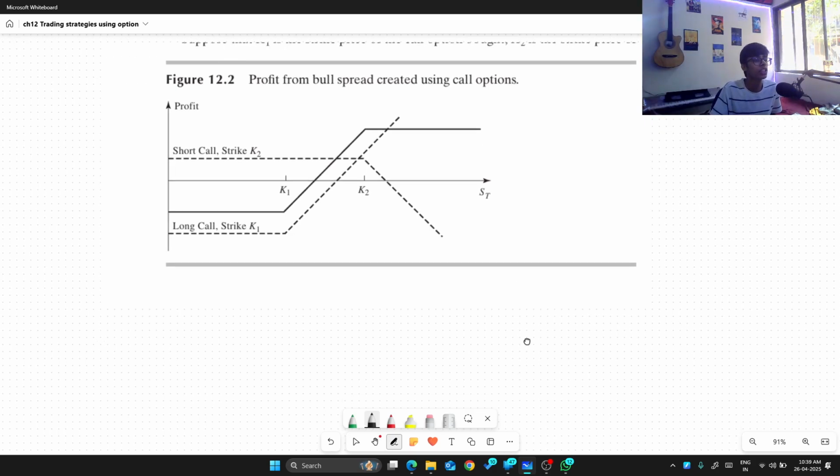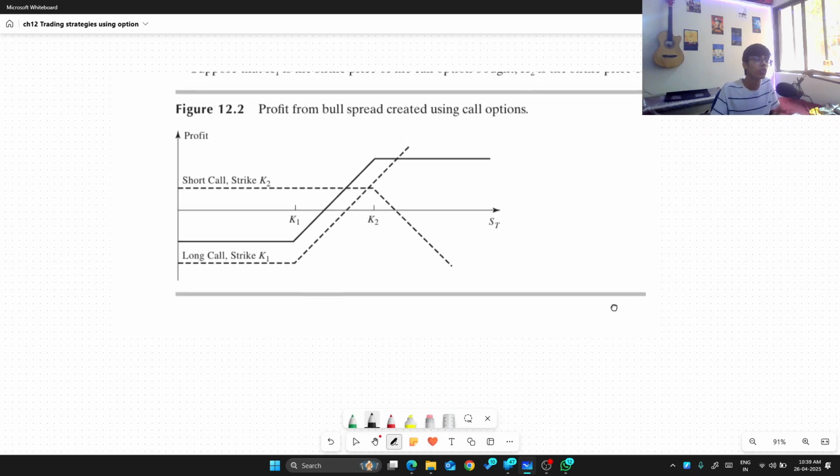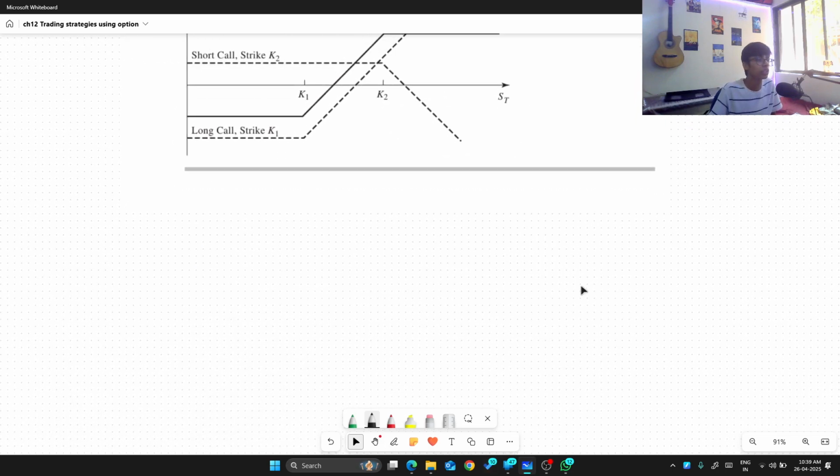So this trading strategy gives a benefit to an investor from upside and downside risk while also capping the upside profit. So it gives an investor, let's say, protection from very large upward movement in the stock, right? So let's see the payoff with different scenarios.